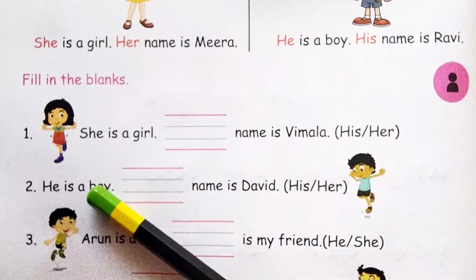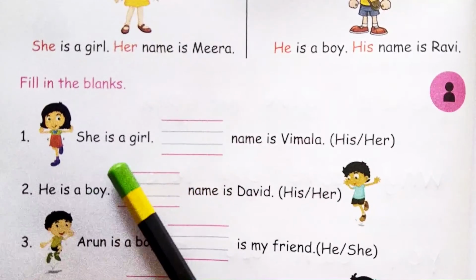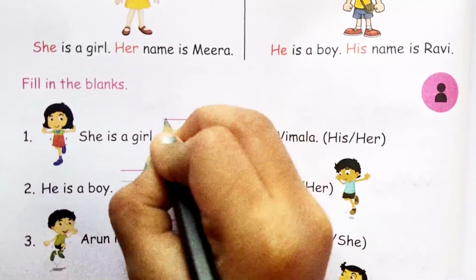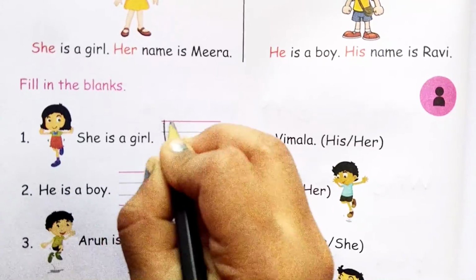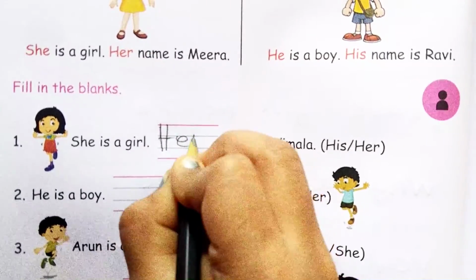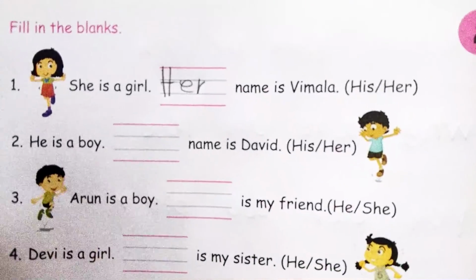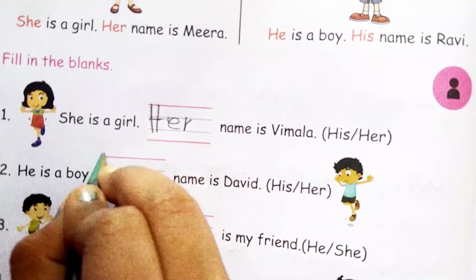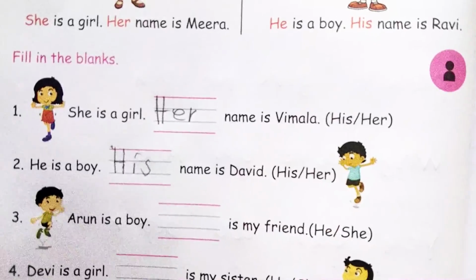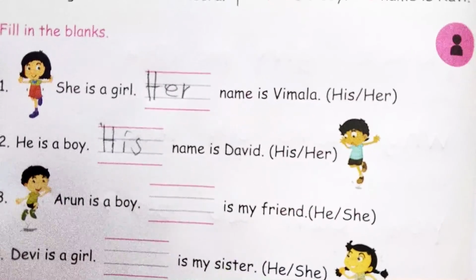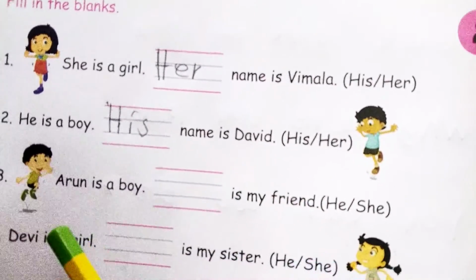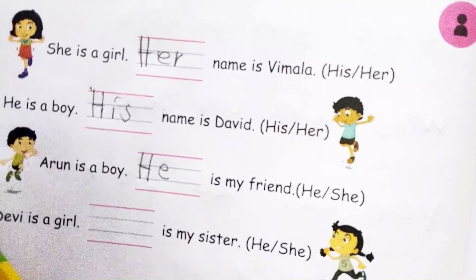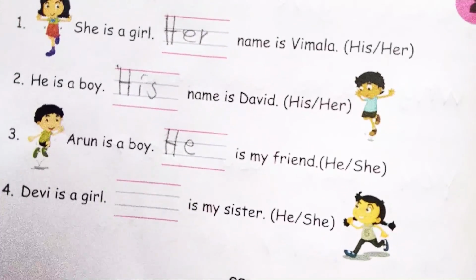Fill in the blanks. He is a girl. Her name is Vimala. He is a boy. His name is David. Arun is a boy. He is my friend. Devi is a girl. She is my sister.